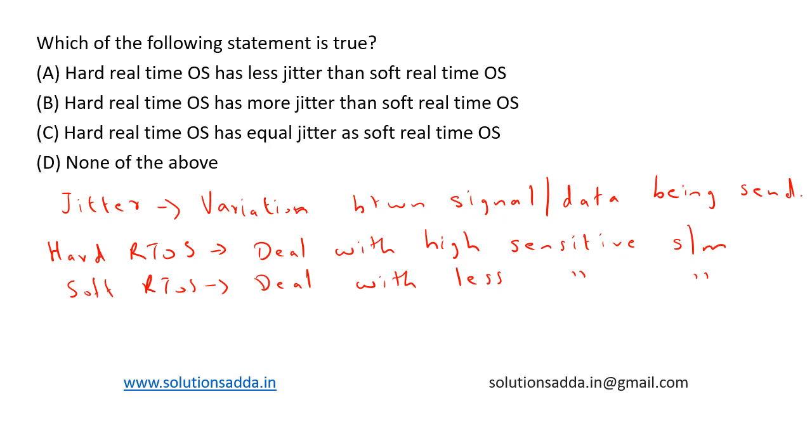the jitter should be lesser in hard real-time OS than in soft real-time OS, because since hard real-time OS deals with sensitive systems, it requires strict deadlines. Some of the examples include satellite launching, engine control system, etc. Whereas soft real-time OS does not require strict timing constraints and a bit of delay between the data being sent is acceptable. So hard real-time OS requires less jitter when compared to soft real-time OS. So option A is the correct answer here.